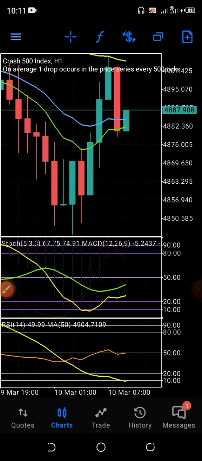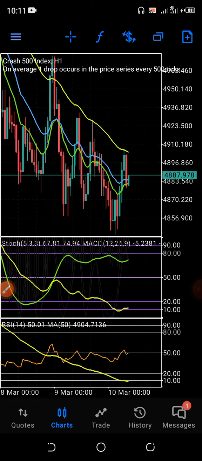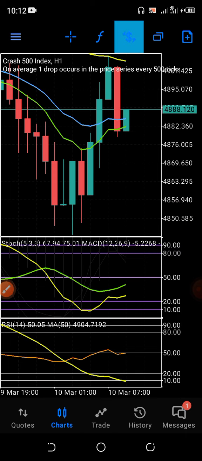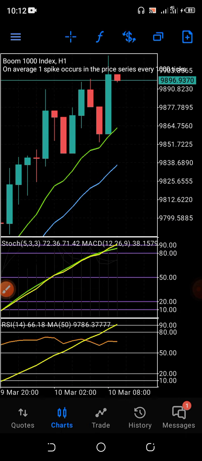The question you should ask yourself is, what am I using this strategy for? Am I going to use this strategy to identify exit and entry points? Or am I going to use this strategy to identify reversal points? Am I going to use this strategy to identify support and resistance zones? These are a few things that you should know. When you do that, it will help you.